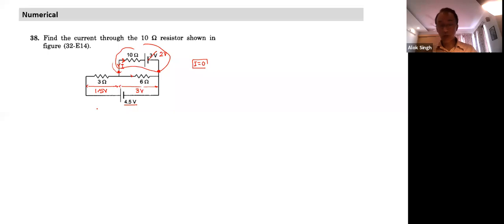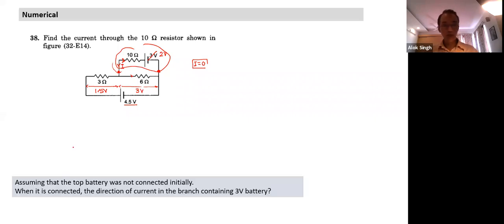See, not only the formula, but when you look at this, try to get an intuitive feel of how the current would flow. That's what we're spending time on. So assuming the top battery was not connected initially, when it is connected, the direction of current flow will depend on the EMF of the battery. Is this point understood? That was the purpose behind taking up this question.